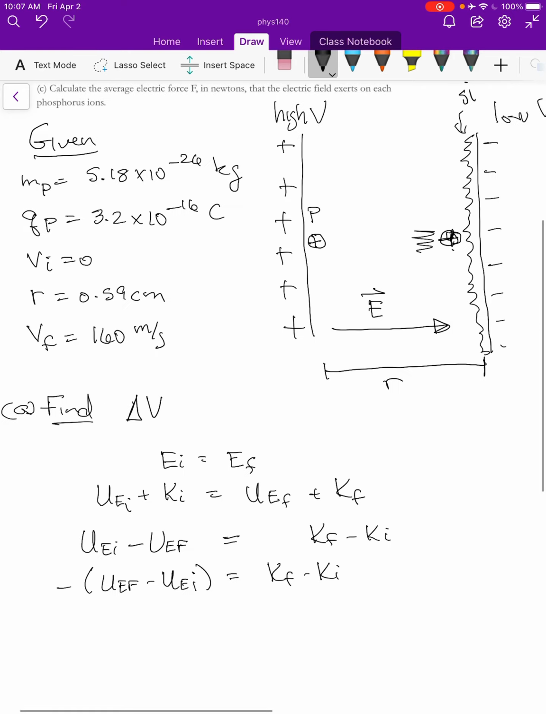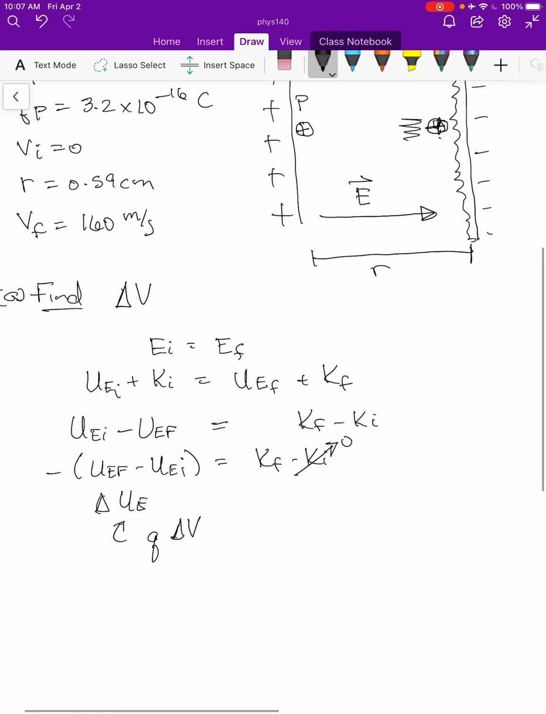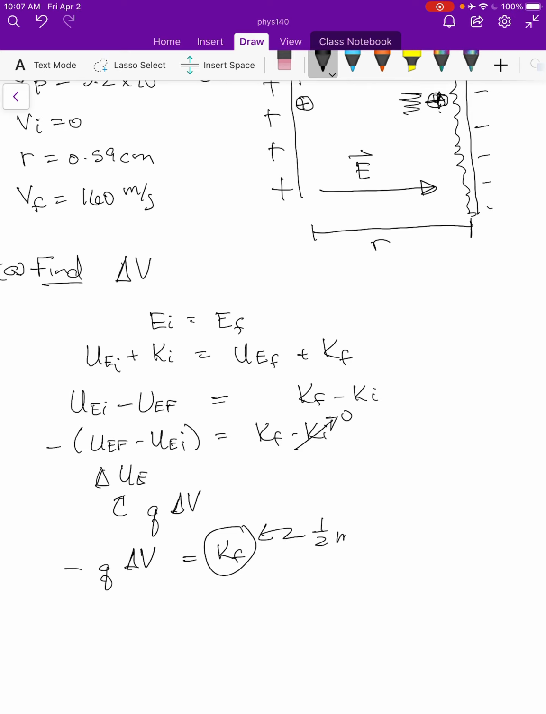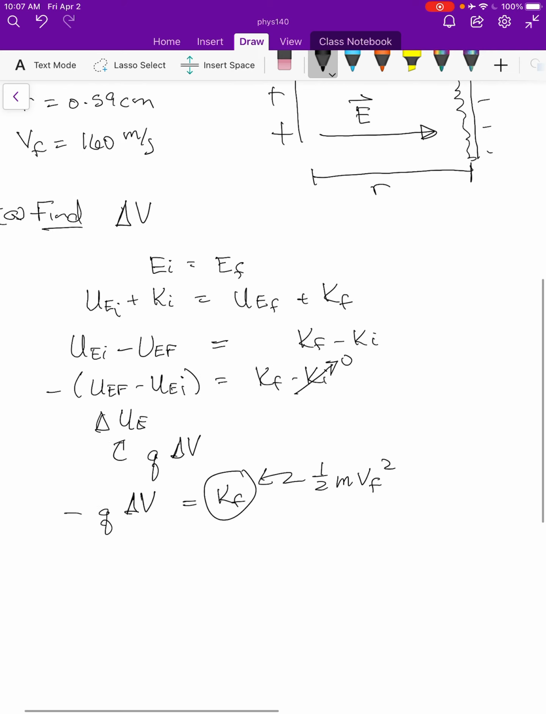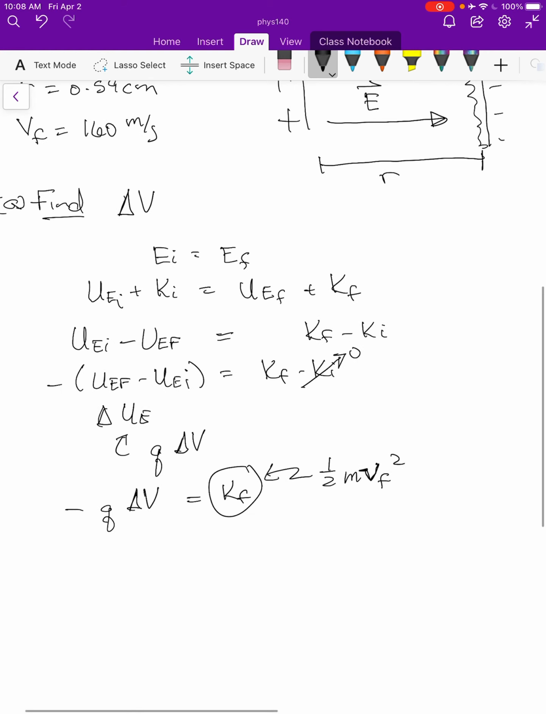Okay, and our change in potential energy, we have looked at this before. That's our charge times the voltage that we're moving it through. So we have negative Q delta V equals K final. And this we know is 1/2 mv squared. Okay, that's our kinetic energy. So again, be careful with the, I'm going to try and do a little script v for velocity versus capital V for voltage. And this is what we want to find, right?